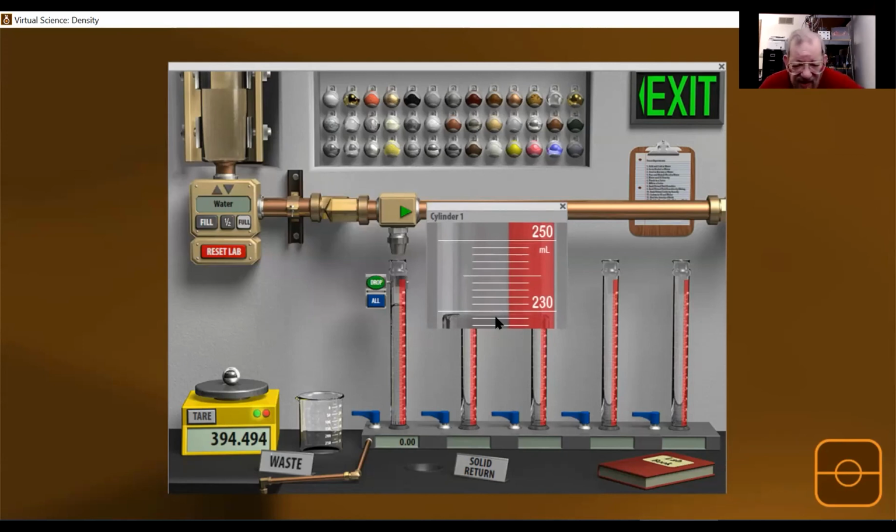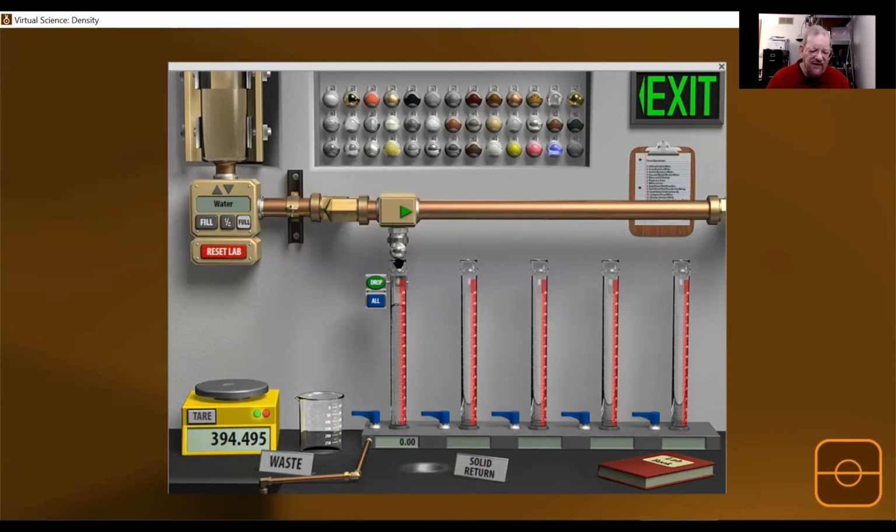If I look at this, it's right here below the line. This is 230. Each one of these smaller lines is 2 milliliters. So that would be my 230 minus 2 or 228. So I record that as my initial volume, 228. Now I'll take my ball over here, a platinum, put it in there. Now over here, it says drop, and I'll do that. And it drops. Why did it go to the bottom?